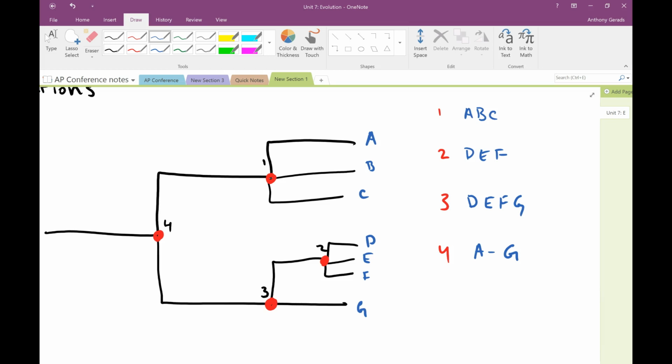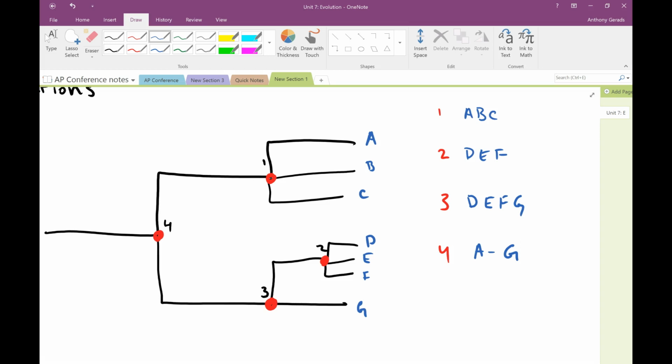And so if I were to look on here and ask you, let's look at organism F. Is organism F more closely related to E or to G? Organism F is more closely related to E. They share a common ancestor that's more recent. All right. Is organism F more closely related to G or to C? To G, because they share a more recent common ancestor. Okay? So that's how you can read this. All right? Any questions on this one?